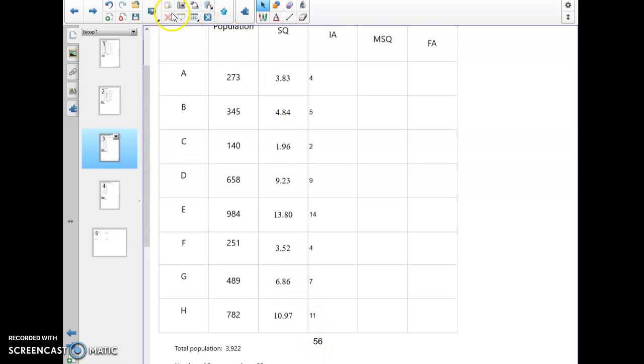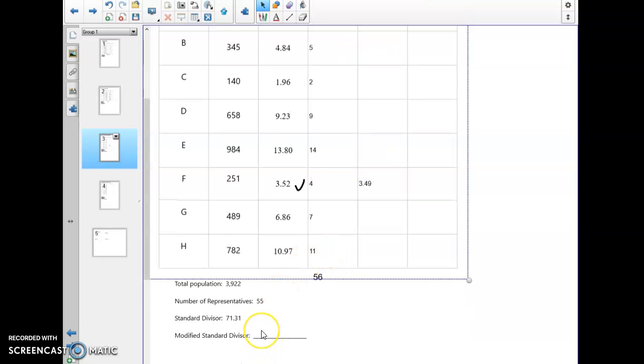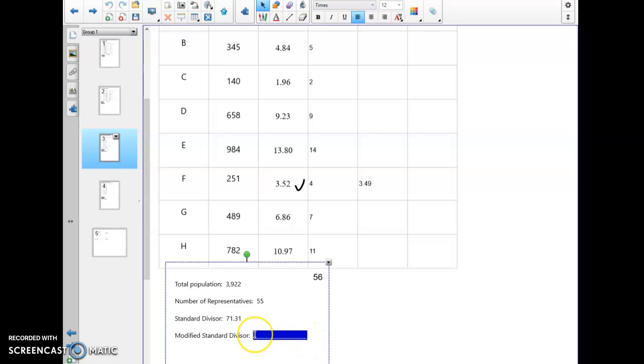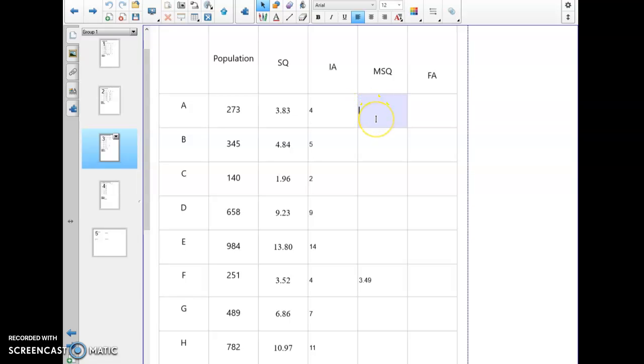The obvious choice is whatever's closest to 0.5. It's this one. And I want to get this one down to 3.49 so that it rounds down to 3 and it'll bring me to 55. To get my standard divisor by doing that, I'm going to take my 251 and we're going to divide by 3.49, and that gives me a modified standard divisor of 71.91. And you'll notice this one goes up because I want my reps to go down. It's inversely proportional.